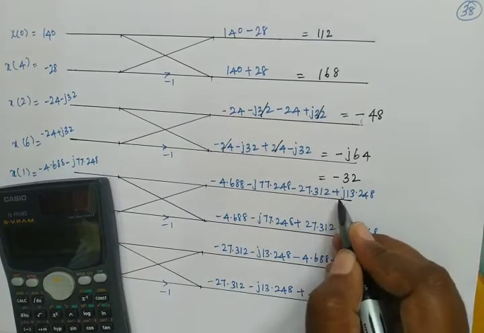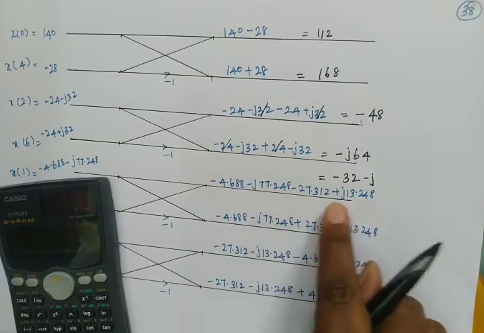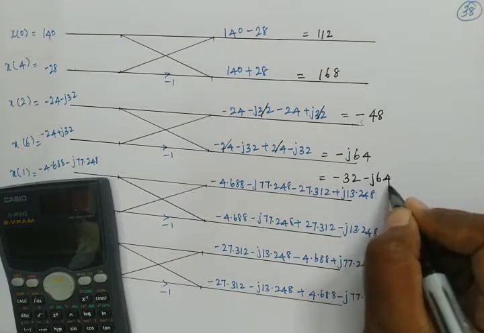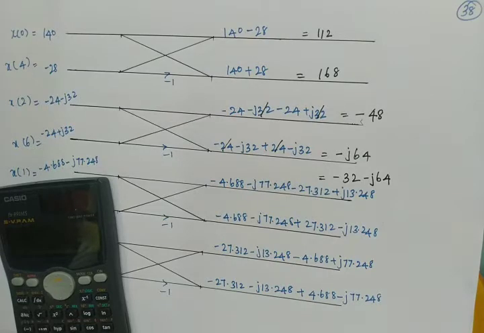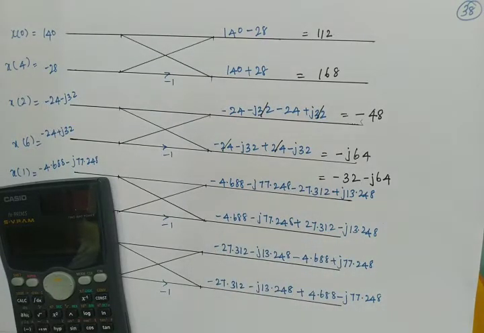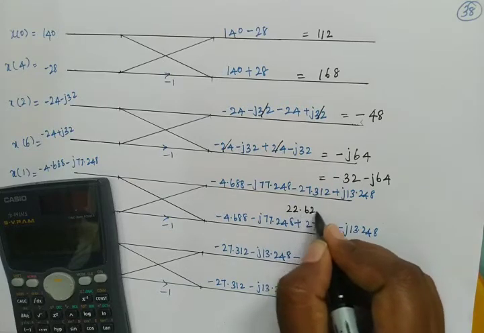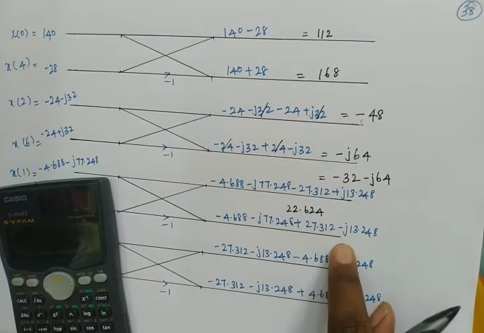Then here we have plus and here it is minus. So minus j 77.248 minus 13, so 77 minus 13 is 64, j 64. Now check this, here it is plus 27.312 minus 4.688, which is equal to 22.624. Then next one is minus minus.